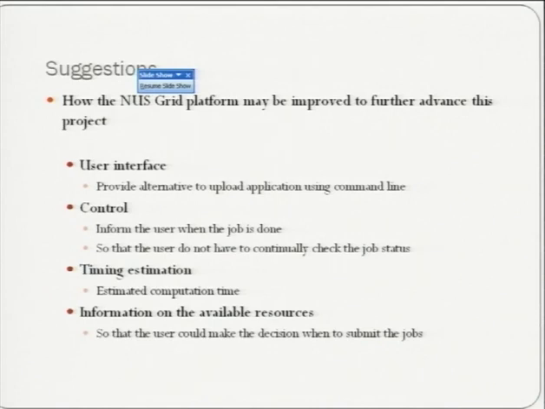And then is the control. If the user can be informed when the job is done, then we don't have to continuously check the job status by refreshing the website. And for the same reason, it's better that we have an estimated computation time and information on the available resources, so that the user can make a decision on when to submit the jobs to avoid traffic jams. I think that's all.